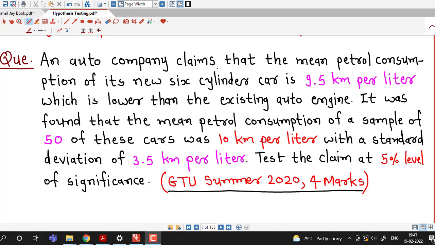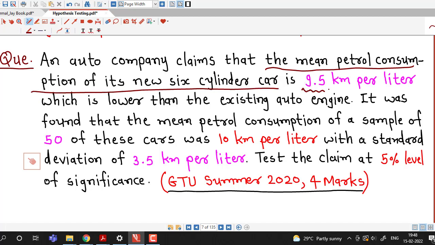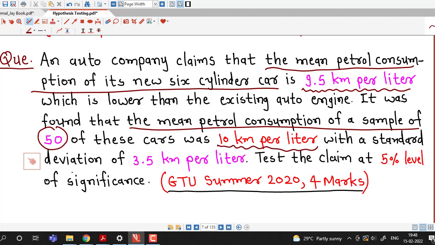An auto company claims that the mean petrol consumption of its new 6-cylinder car is 9.5 km per liter, which is lower than the existing auto engine. It was found that the mean petrol consumption of a sample of 50 of these cars was 10 km per liter with a standard deviation of 3.5 km per liter. Test the claim at 5% level of significance. That is, we have to consider level of significance alpha as 0.05.